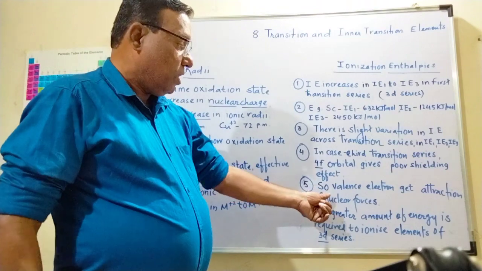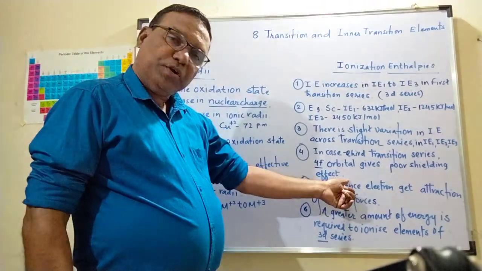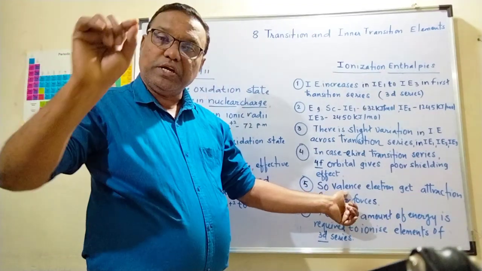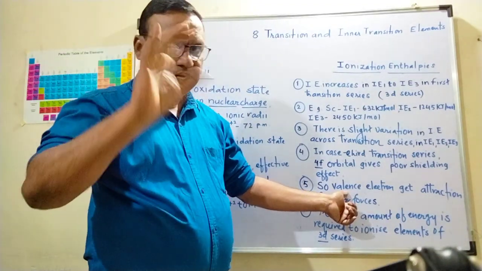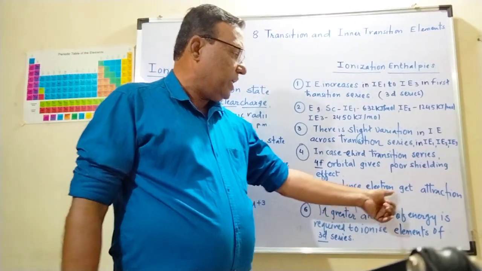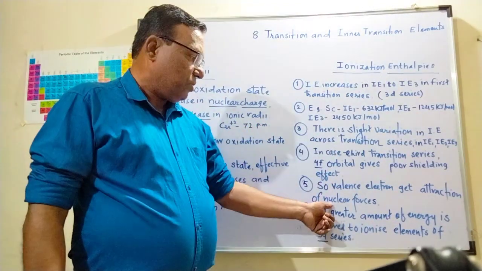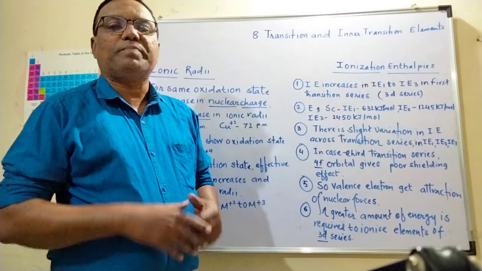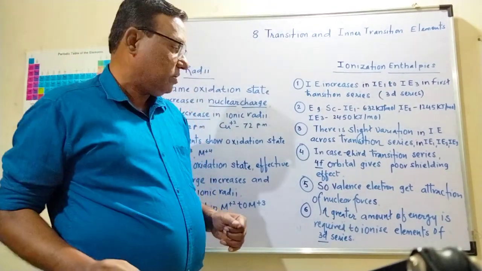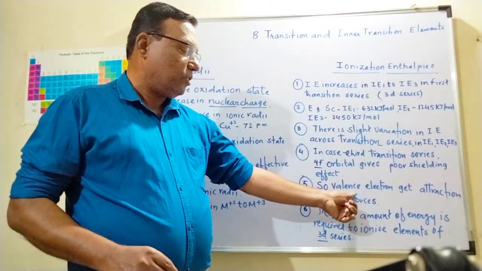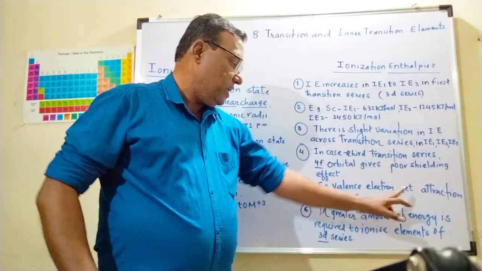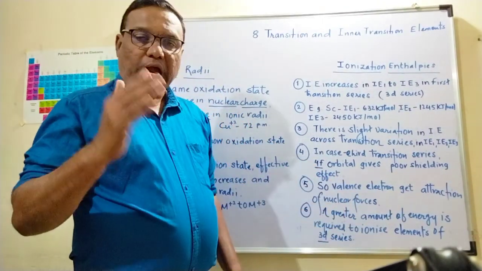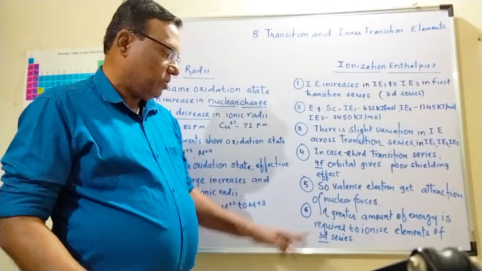Point number 5. Due to poor shielding effect, the valence electrons, the electrons present in the outermost orbit, are attracted by the nuclear forces. The electrons which are present in the outermost orbit are called valence electrons. That valence electron gets attracted toward the nuclear forces.